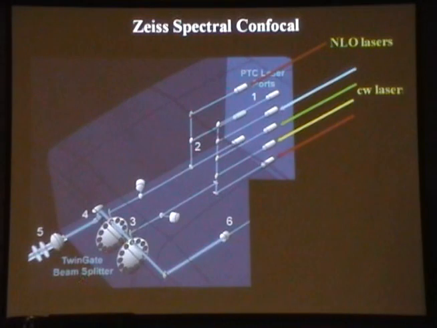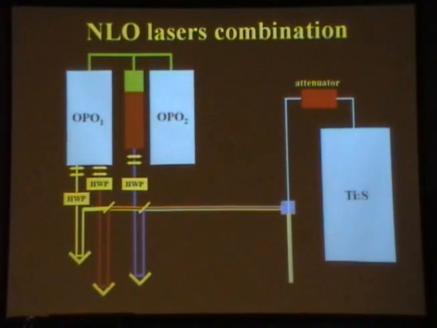And so you have the filter here for the nonlinear lasers, and the other one for the CW laser. So then the laser is going to go to the microscope, and the fluorescence is going to come back here, and the pinhole is at that point. So this way you can combine them.